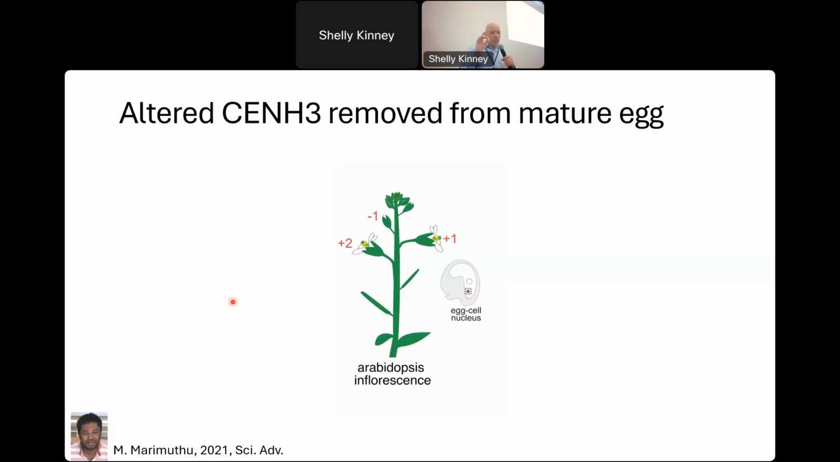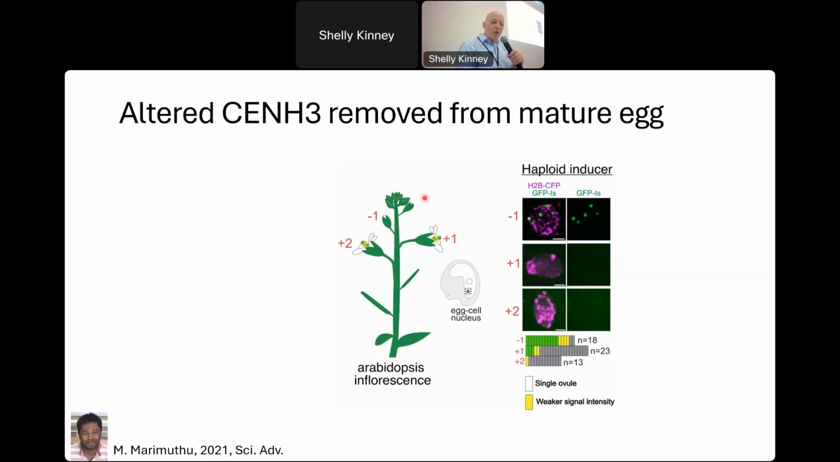Let me show you the key evidence, just a couple of data points. So this is an inflorescence of Arabidopsis. Along the axis, from the top to the bottom, there's maturation of the egg cell. If you look at the egg cell, you find that before anthesis, the SNH3, in this case the one with GFP attached, is localized on the chromosomes in the egg. Remember, it's a haploid structure. But then immediately as the flower opens, those signals are gone.